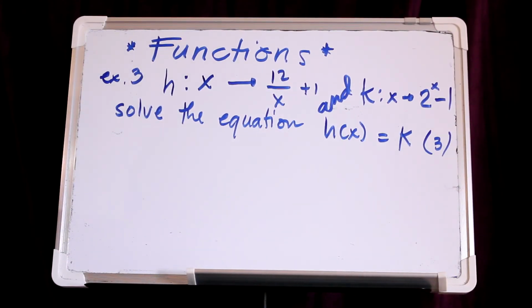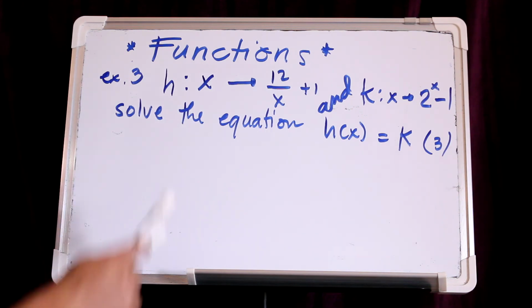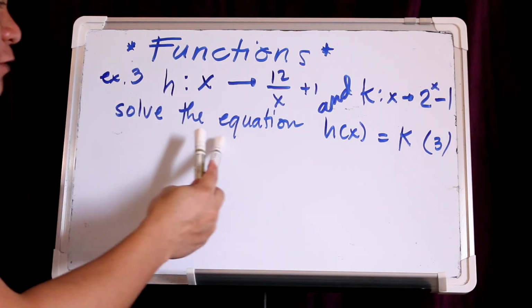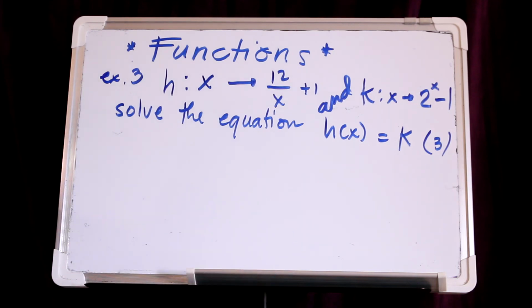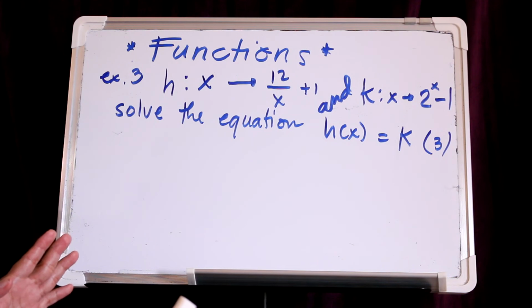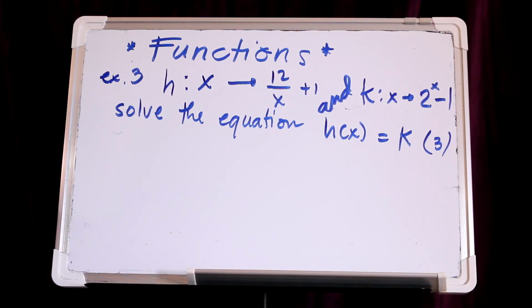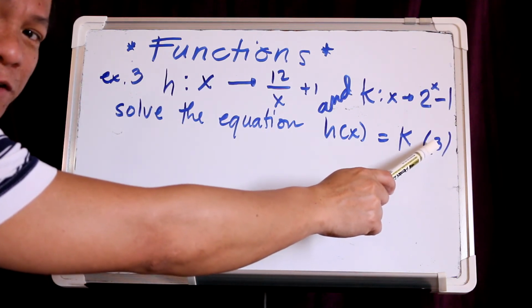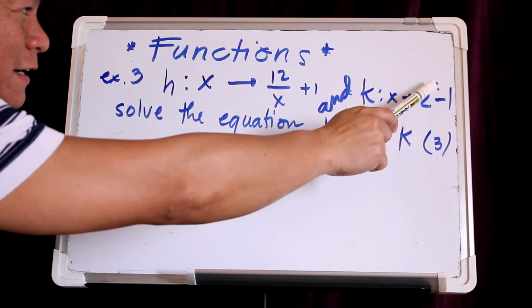Example number 3, guys. Alright, so in this example, you have two functions. And we are asked to solve the equation of the two functions on both sides of the equation. And as you can see here, k has a value of 3, so that means we are going to substitute this 3 for that x there.